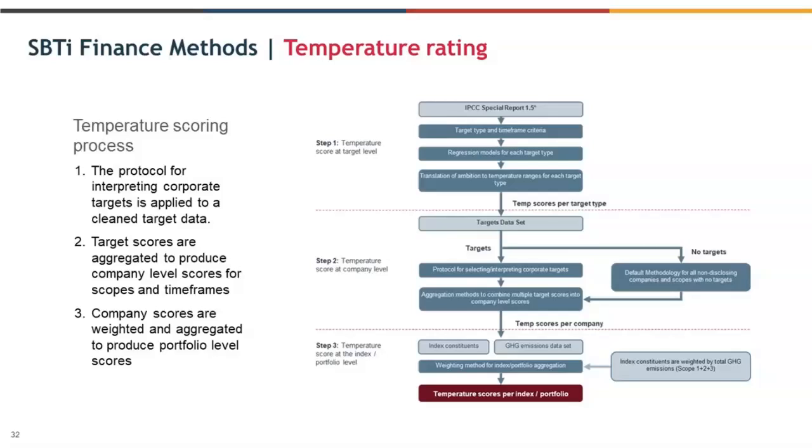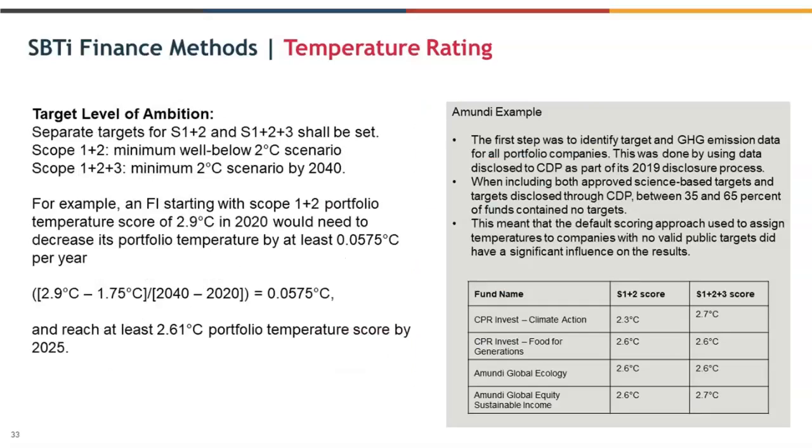And finally, I want to conclude with just an overview of what this actually looks like. Again, similar to the portfolio coverage method, our long-term target year is 2040, and in this case, we require the company or the financial institution to set at least well below 2-degree aligned targets for their scope 1 and 2, and at least 2-degree aligned targets for their scope 1 plus 2 plus 3 of the portfolio. And similarly, we have this linear pathway to 2040.